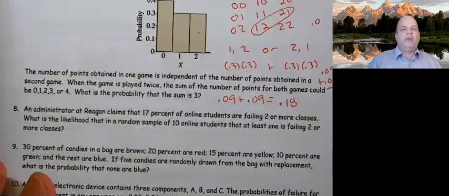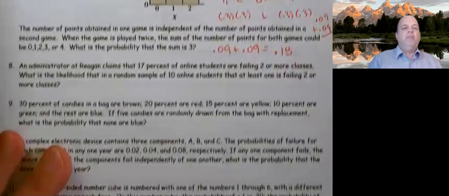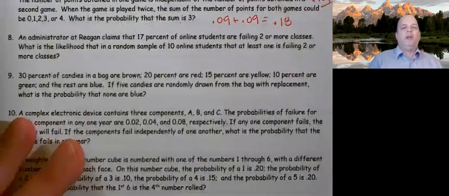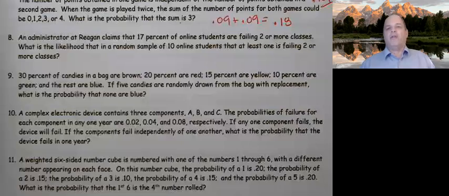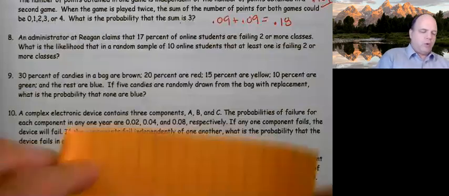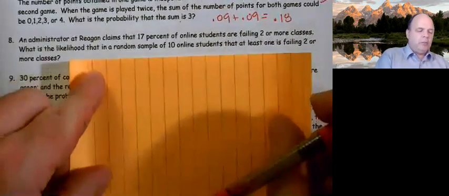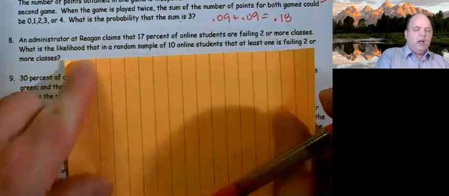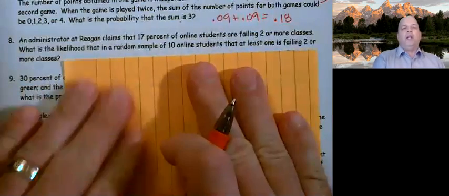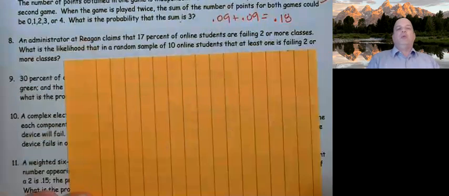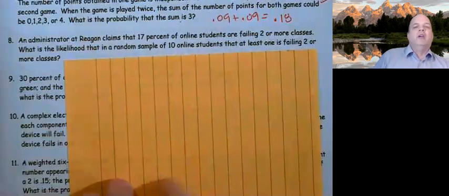All right, next one. An administrator at Reagan claims 17% of online students are failing 2 or more classes. What is the likelihood that in a random sample of 10 online students at least one is failing 2 or more classes? All right, so we can probably do this binomial at this point, but at the time of the test, I don't think you knew how to do the binomial, so let's do this with what we knew at the time of the test.